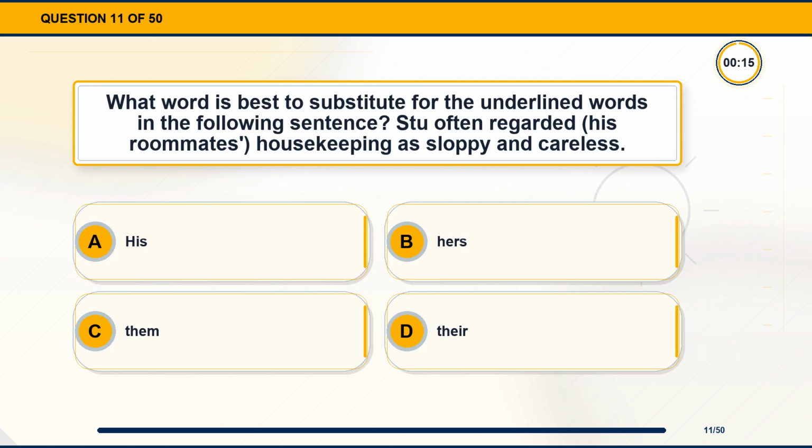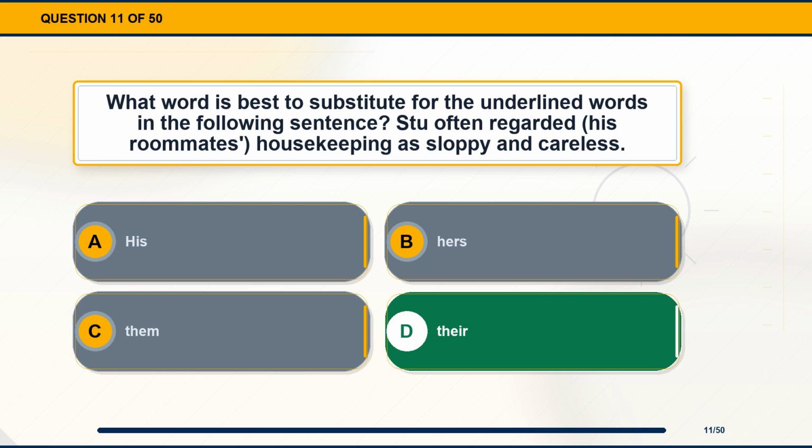Question 11. What word is best to substitute for the underlined words in the following sentence? Stu often regarded his roommates' housekeeping as sloppy and careless. Option A, his. Option B, hers. Option C, them. Option D, there.